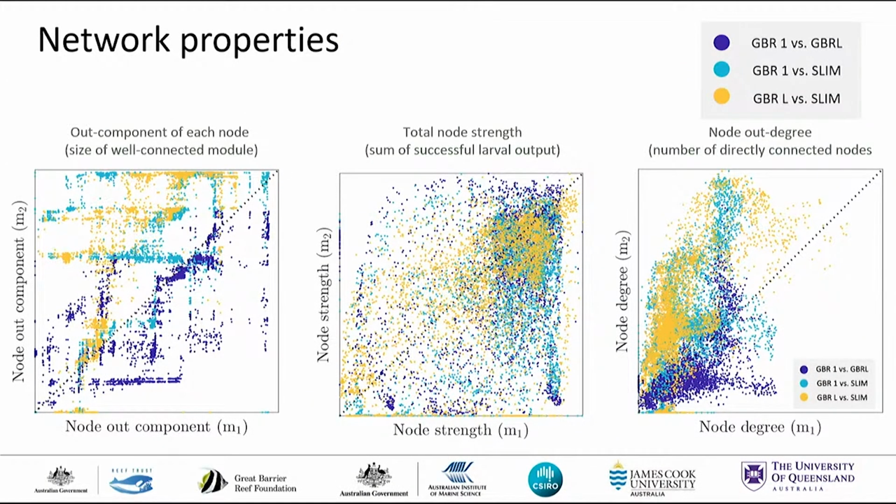And I think this picture is actually representing what is going inside the reef prioritization. So they're using network properties, these 3, for example, so out component, total node strength, and the node out degree. And so each of the colors represent the model comparison one-to-one. And what you can see is there's not that much agreement at reef scale.